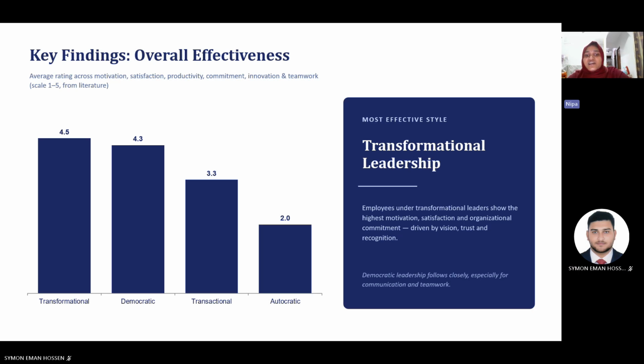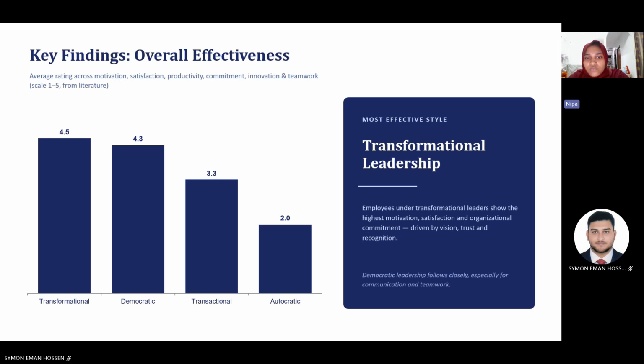Finding the next slide, slide number five, overall effectiveness. This chart summarizes the core finding of the whole study. I averaged how each leadership style scores across the performance indicators reported in the literature: motivation, satisfaction, productivity, commitment, innovation, and teamwork.